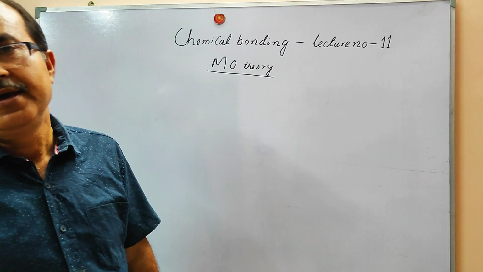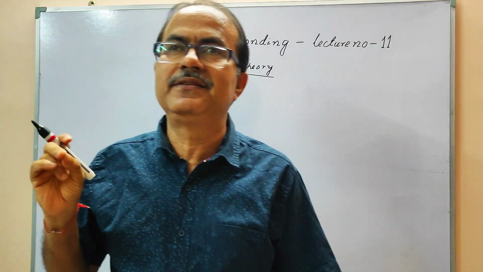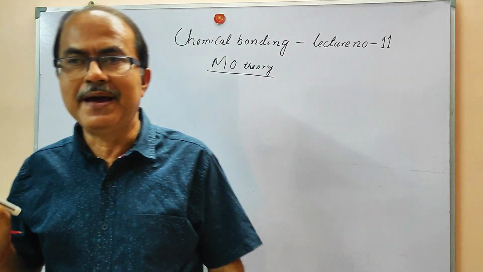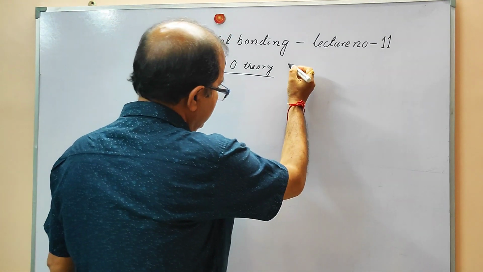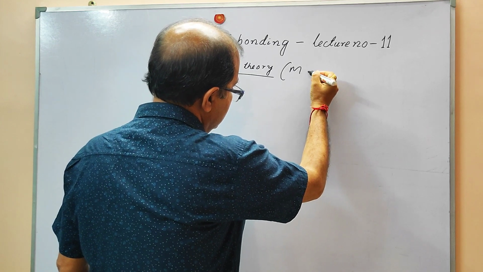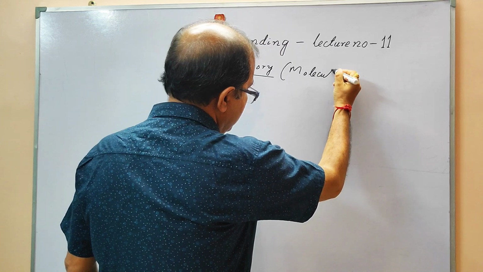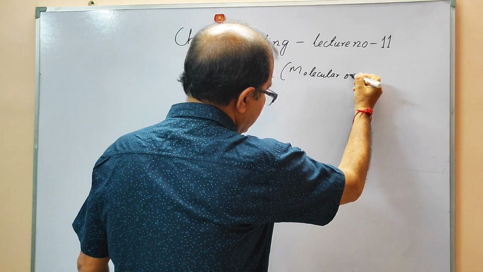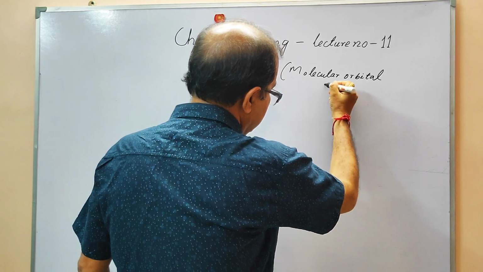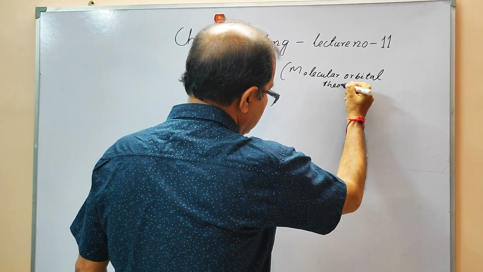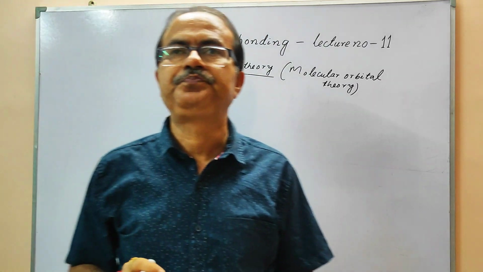MO theory is put forward to explain all those things that are unexplained as per the valence bond theory. This MO theory is molecular orbital theory. In the short form, it is also called MOT.